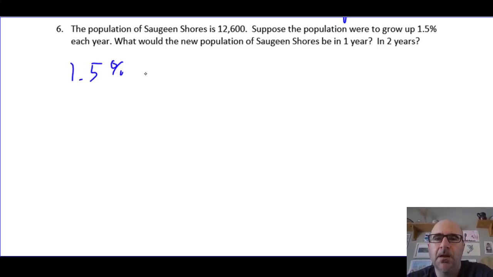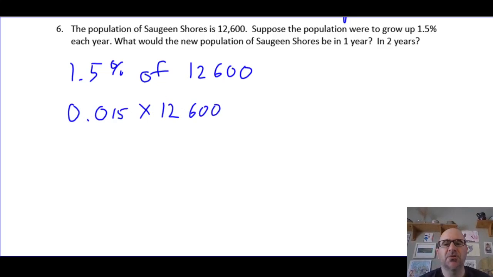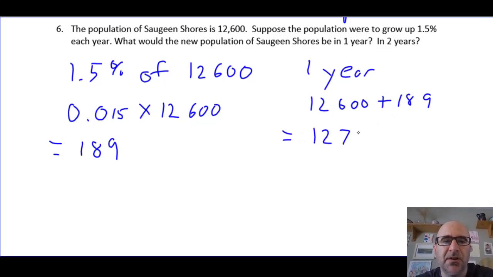1.5% of 12,600 represents the growth in the population. We calculate that just like this, okay? 0.015, 1.5% as a decimal, divided by 100, times 12,600, gives us 189. So there's 189 people that move into Saugeen Shores in a year, or in this first year. So the new population after 1 year will be 12,600 plus the 189 people, which gives us 12,789 for after 1 year.